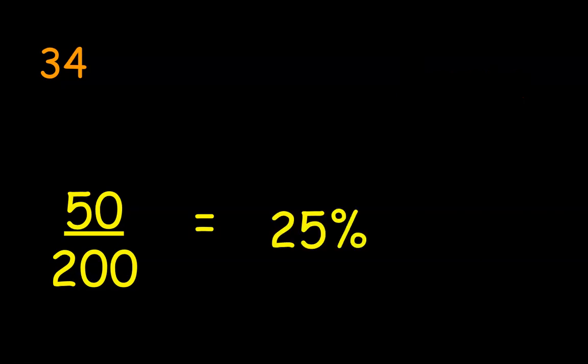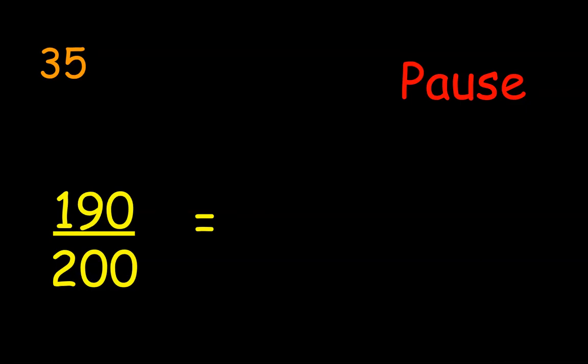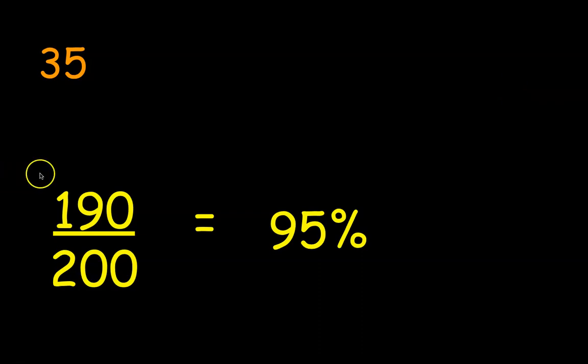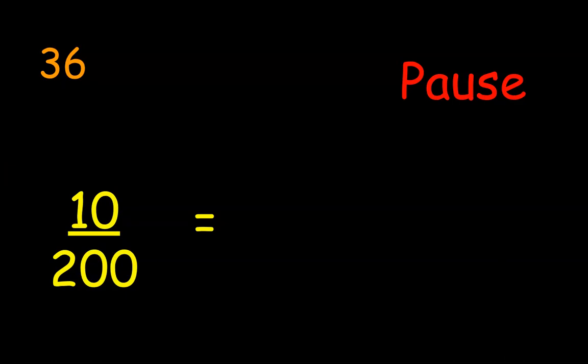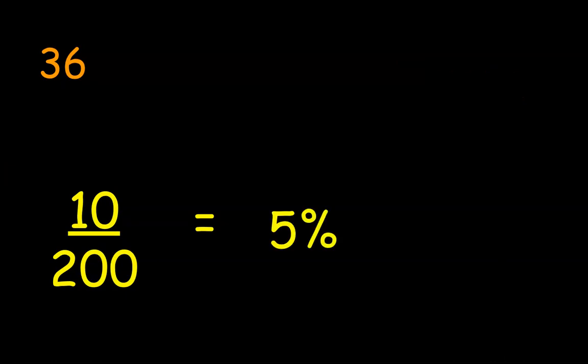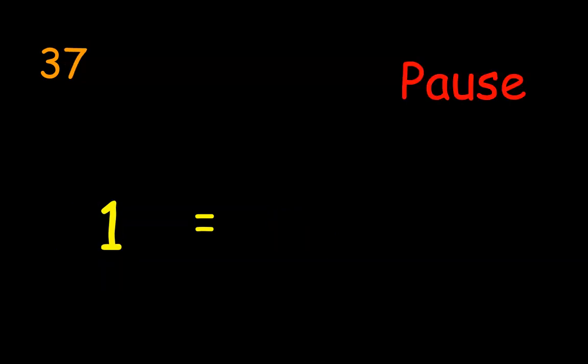25%. This might take you a while. 95%. Half that, half that. 5%. 100%. Now, 1 could be anything. 2 halves, 3 quarters, 100 hundredths, 10 tenths, 50 50ths. In other words, it's the whole pizza. It's 100% of the pizza.